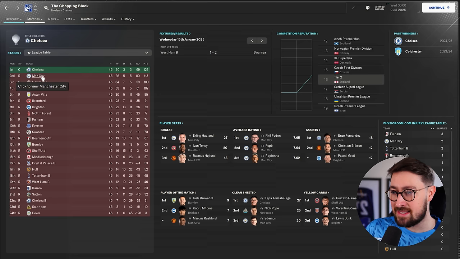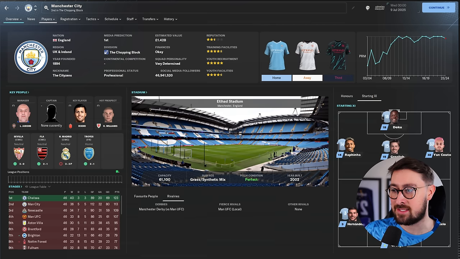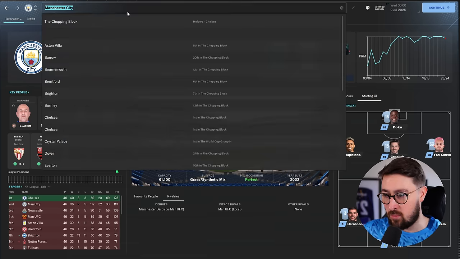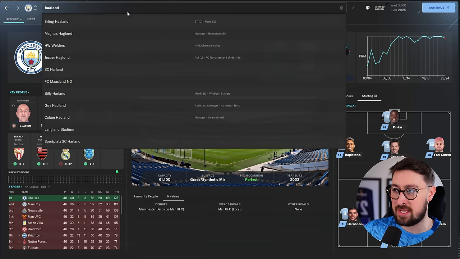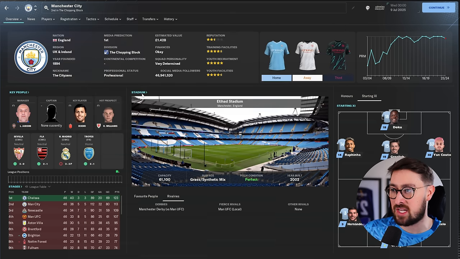Chelsea have won it. Man City now then, after being relegated to the Chopping Block and then not going up from the Chopping Block, are going to be in the Abyss next season. That is going to be wild. Should we just see straight away, where is Erling Haaland? Some of these players must have straight away moved. He's gone to PSG. I'm not surprised.